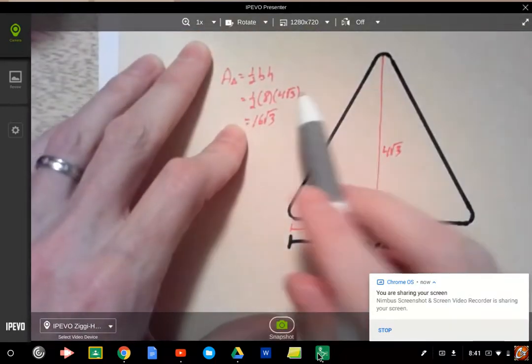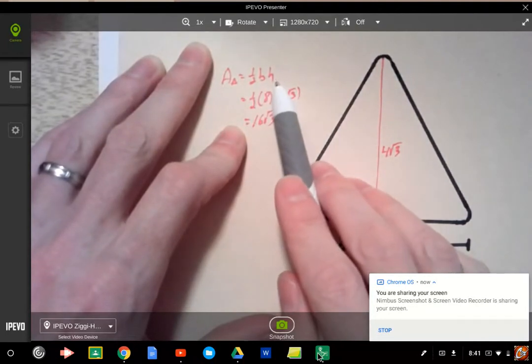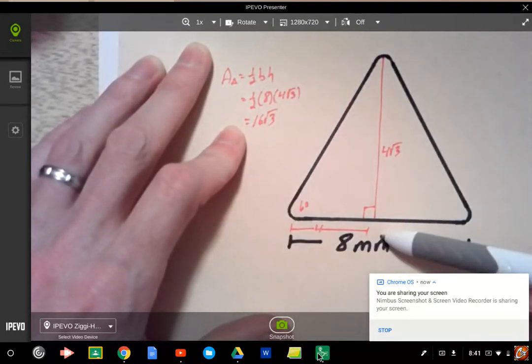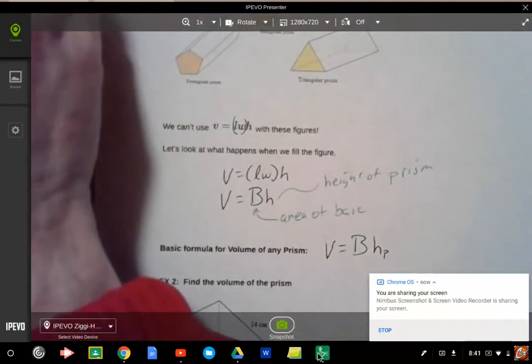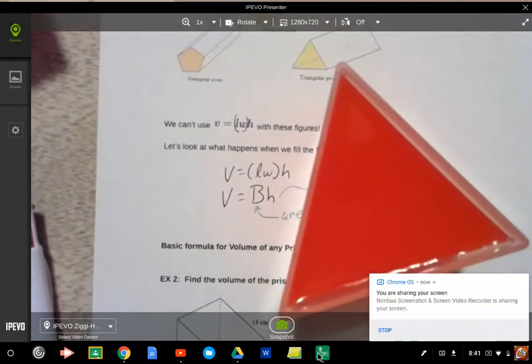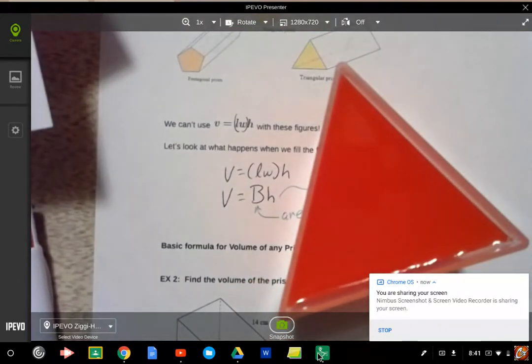Remember that we said the area here was base times height? That's a different height. That's the height of this triangle, not the height of the prism. So now we've got a different measurement. What is the height of the prism? Well, if I measure the height of this Gatorade bottle, or Gatorade prism, I think I measured that to be 7.5 inches earlier.